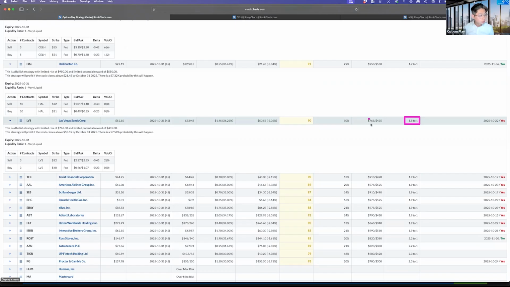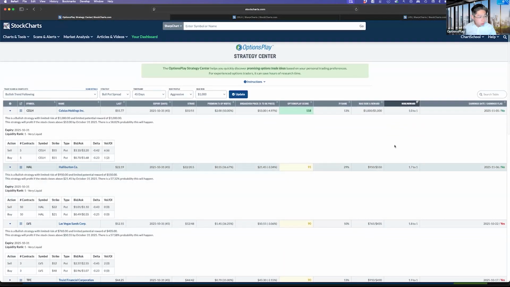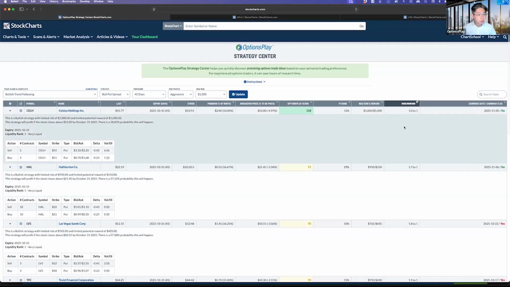On this one, I'm risking basically $765 to potentially make $435. That risk reward ratio is not as favorable to me as I would like. So I would probably move on from that, right? So you can always use this as a way to do this.